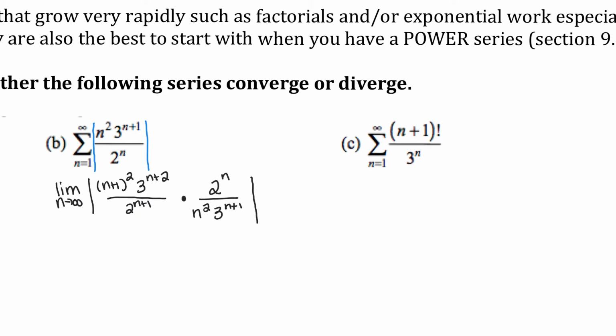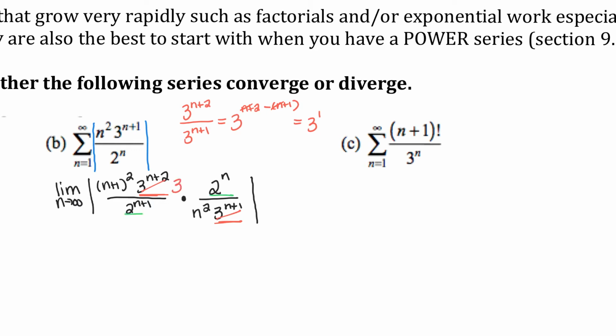And let's think about what we can clean up. I know these 3's are going to clean up. I have 3 to the n plus 2 over 3 to the n plus 1. I could always consider the rules of exponents. So this is 3 to the n plus 2 minus n plus 1. So you see the n's canceling, and you're just left with 3 to the 2 minus 1, which is just 3 to the first. So these are canceling and leaving me with just a 3 in the numerator.